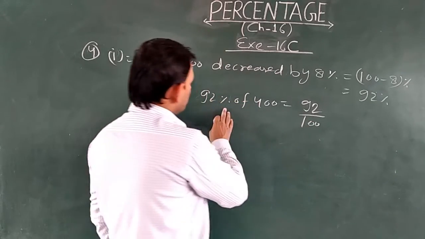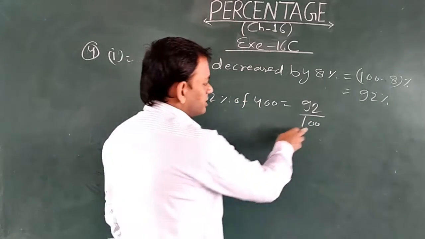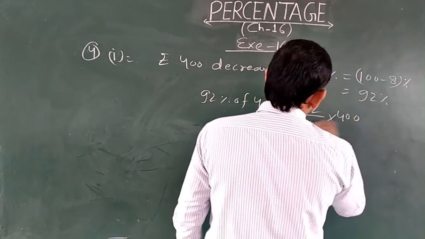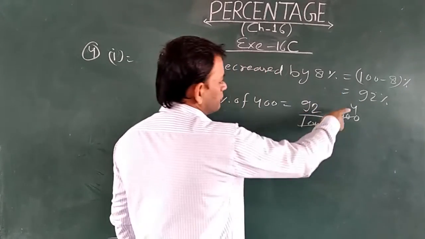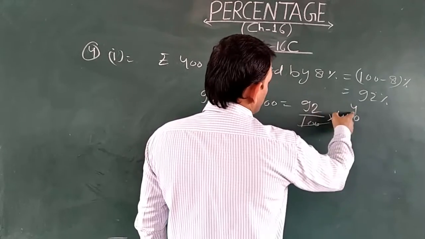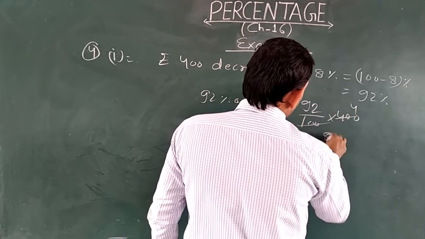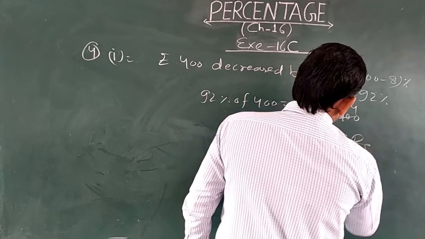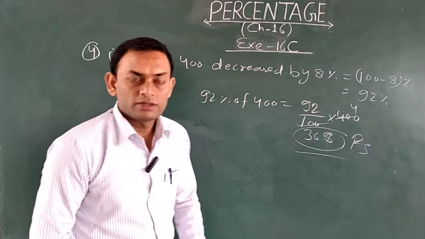As I told you, when we remove the percentage sign, we write 100 as a denominator, and "of" means multiplication, and 400. Okay, 100 cancels with 400 to give 4. Now we will multiply 4 into 92. 4 twos are 8 and 4 nines are 36. This is the answer. Okay.